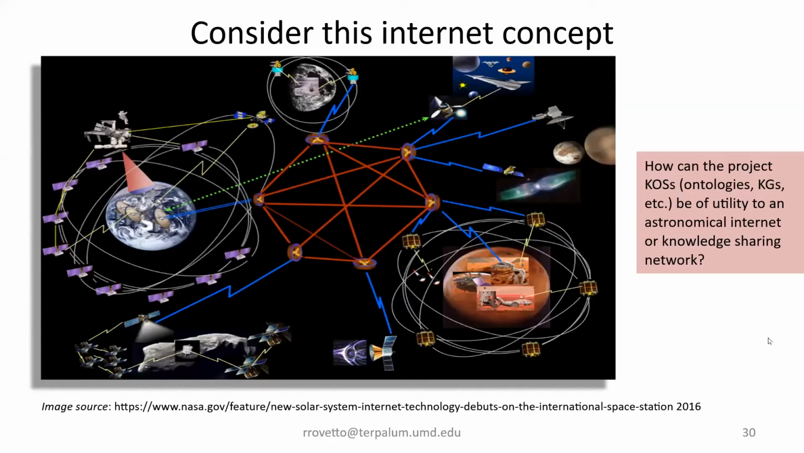And on that note, consider this internet concept from NASA. So we see here basically a concept of an internet technology for the solar system. And so a question is, how can knowledge organization systems, how can the ontologies of this project be of utility to applications or technology concepts such as these?